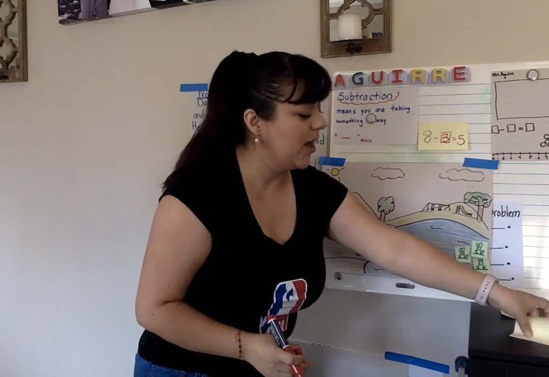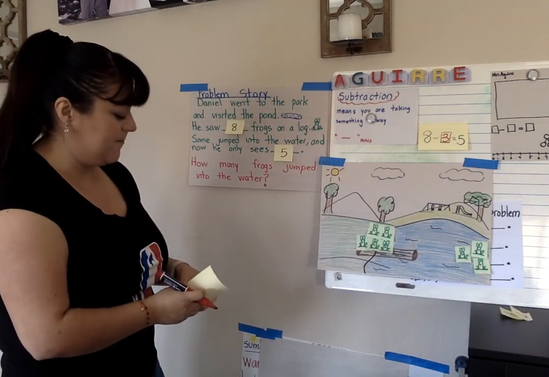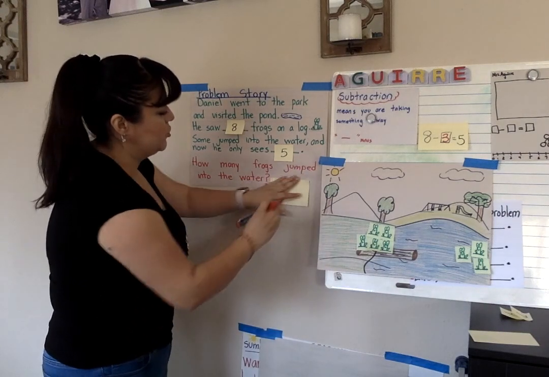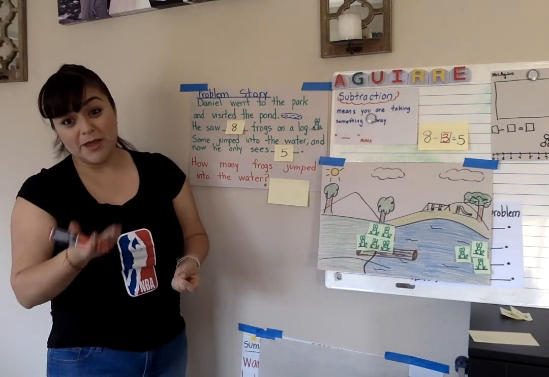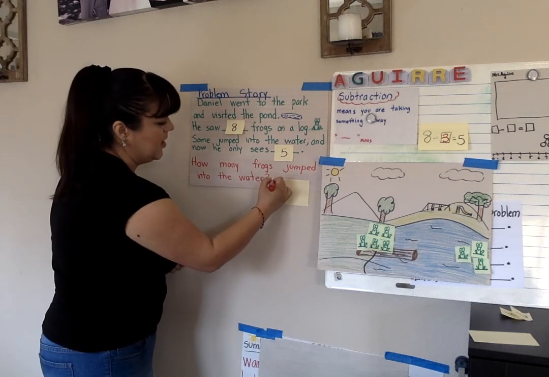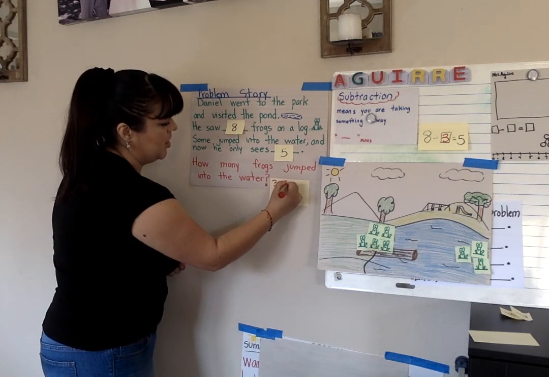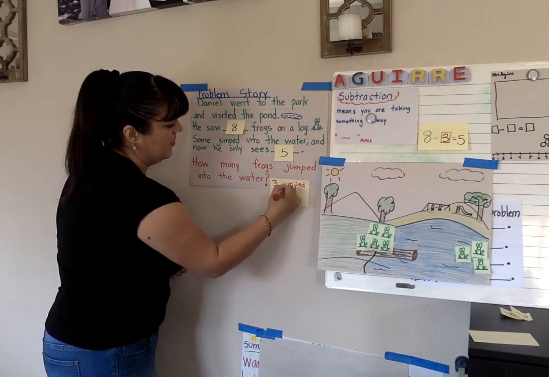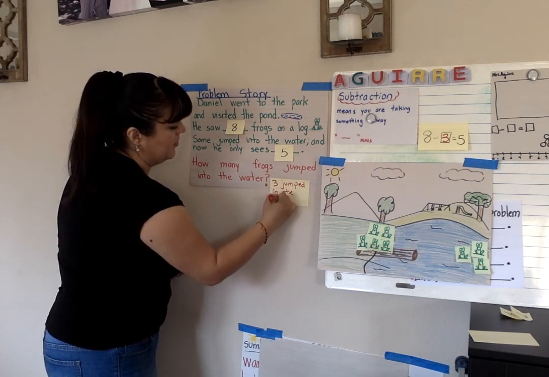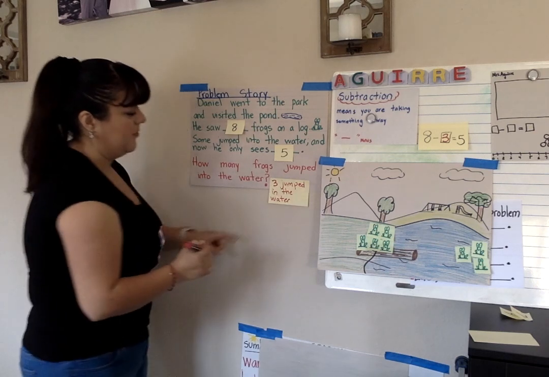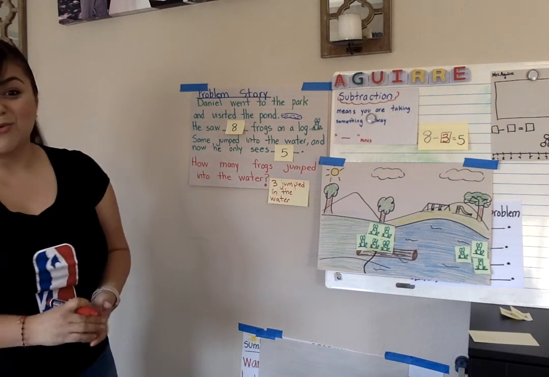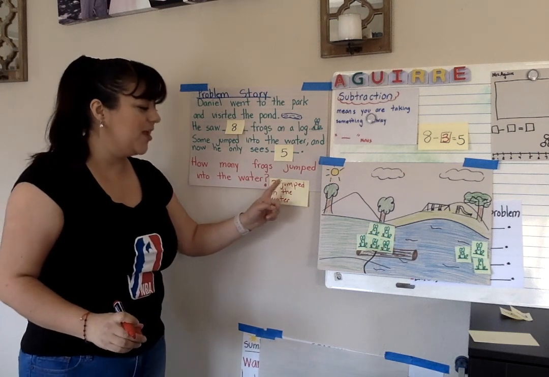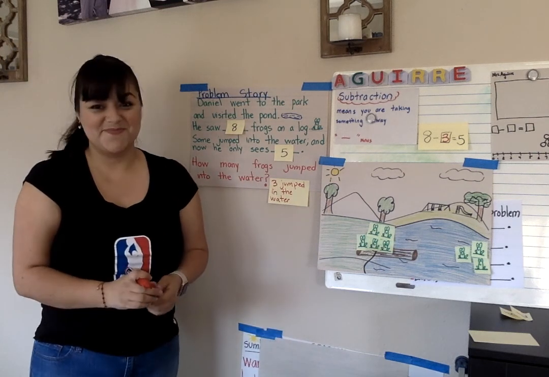Now, when we write our answers today at home, when you finish your work, you can write for me 3 jumped in the water. And now I answered the question. How many frogs jumped in the water? 3 jumped in the water.